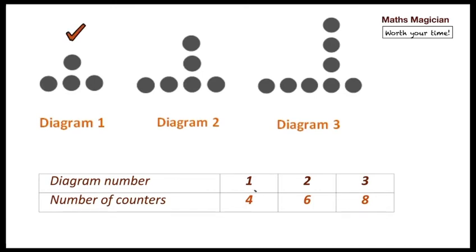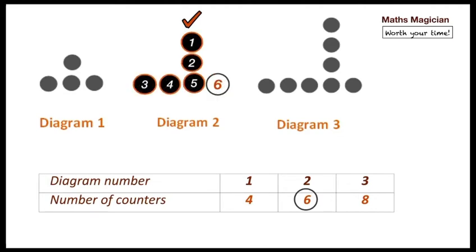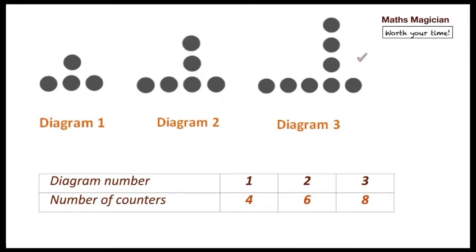In the table for diagram 1, the number of counters is 4, which can be seen on the diagram. For diagram 2, we have 6 counters in the table, shown on the diagram. For diagram 3, we have 8 counters in the table, as we can see on the diagram.